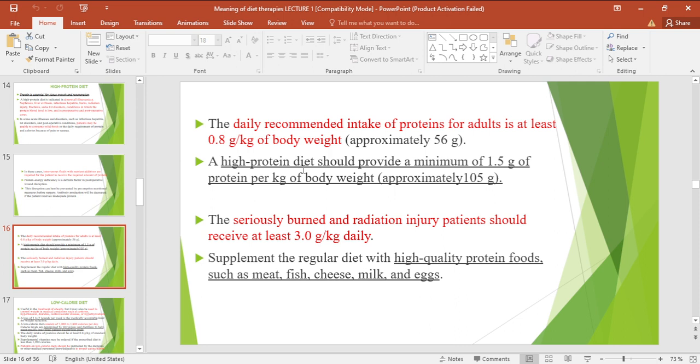The seriously burned and radiation injury patients should receive also at least 3 grams per kilogram of body weight. So you can see how the amount is increasing. And then you have to supplement the regular diet with the high quality protein foods. For example, meat, fish, cheese, milk, and eggs. So you can also mash these foods into fine pieces so that the patient can obtain a maximum amount of them.